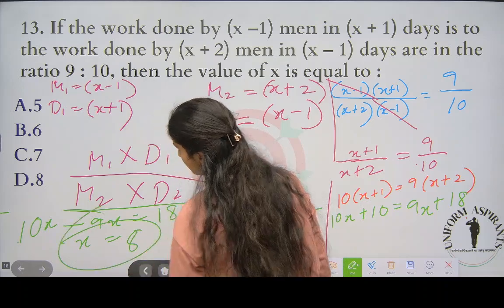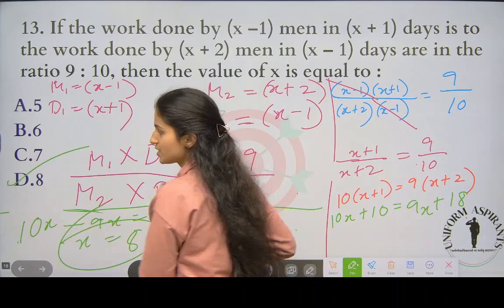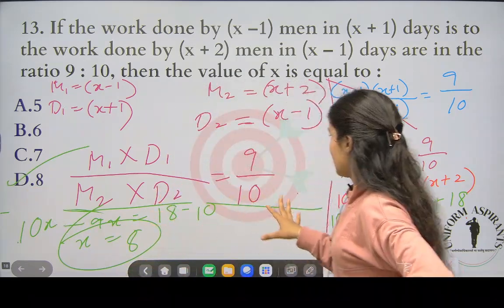So what is the answer? What is the value of x? Your option is D. Yes, very easy sum, right? Okay.